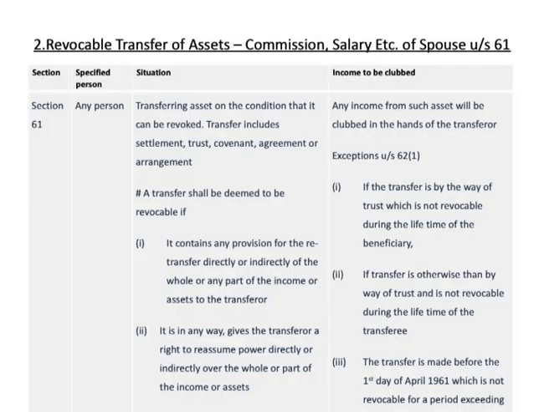So, this is section 60, which says asset is not transferred, but the income is transferred. This very clearly shows that he has intentions to evade tax. Coming to the second provision, revocable transfer of asset.